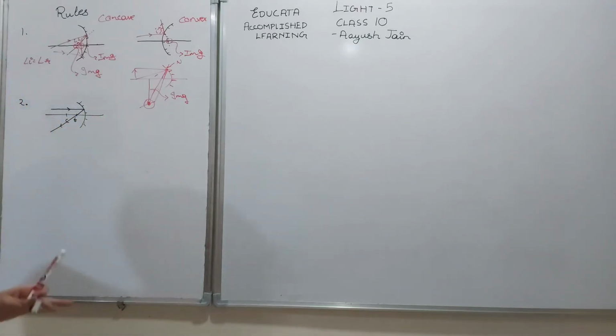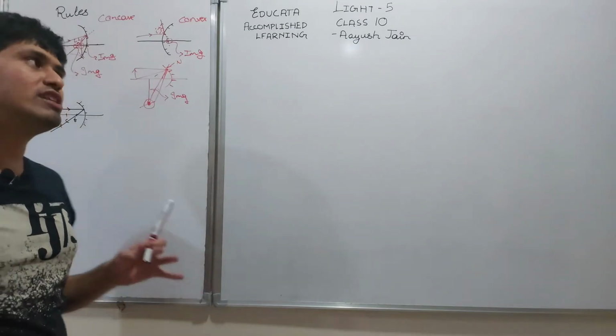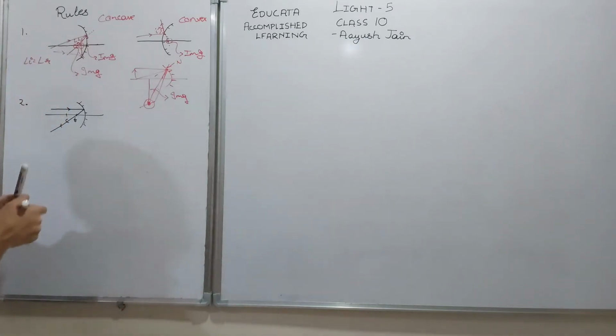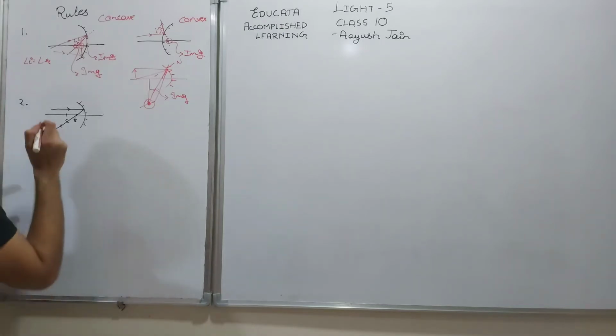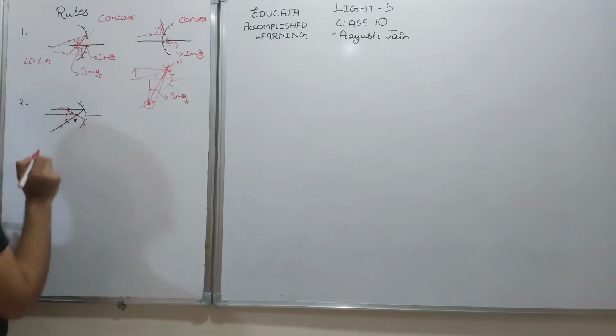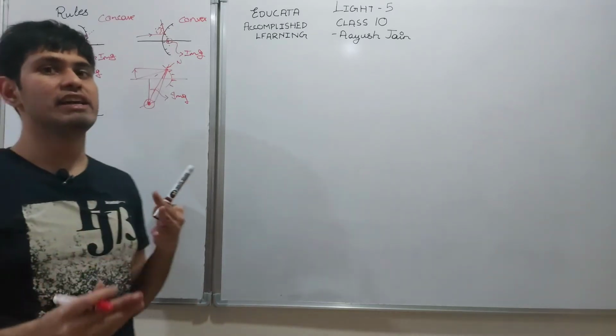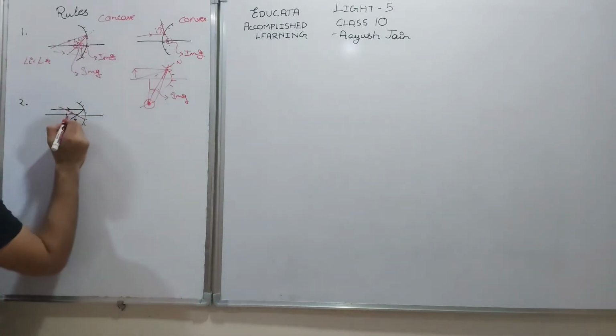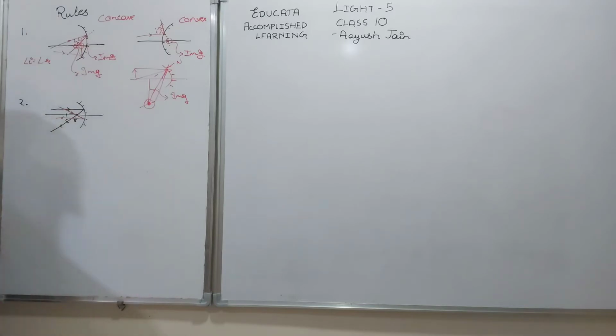Okay, the ray of light parallel to the principal axis will always pass through the focus, and the vice versa is also true. Suppose the ray of light that I am showing in red is passing through the focus, then after getting reflected, it will turn out parallel to the principal axis.